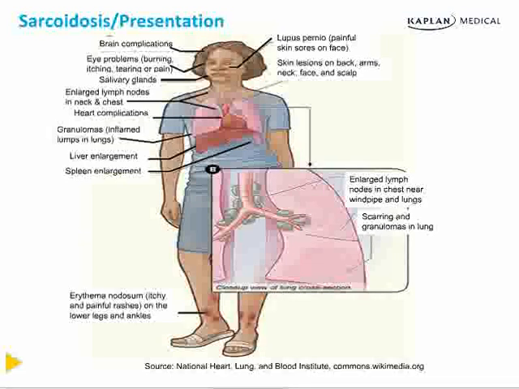And don't be confused about the name. Lupus pernio is a face rash related to sarcoidosis and has nothing to do with SLE, or systemic lupus erythematosus. Patients can develop skin lesions pretty much anywhere, most commonly on the back, arms, neck, face, and scalp. And as we've said, enlarged lymph nodes in the chest near the windpipe and lungs, as well as scarring granulomas throughout the lung parenchyma are the most common in this disorder.